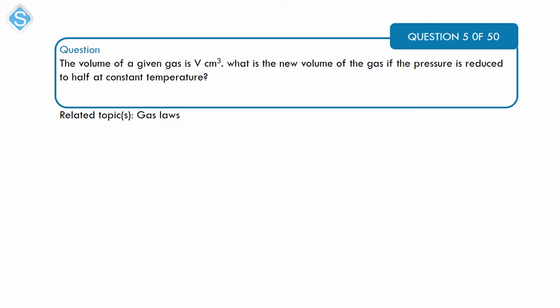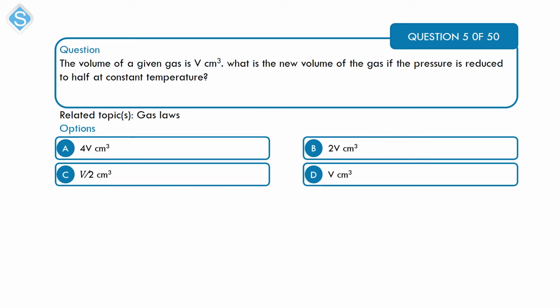Okay, so here we have a question on gas laws. The volume of a given gas is V centimeter cube. What is the new volume of the gas if the pressure is reduced to half at constant temperature? Okay, so we have A, 4V centimeter cube, B, 2V centimeter cube, C, V over 2 centimeter cube, and D, V centimeter cube.